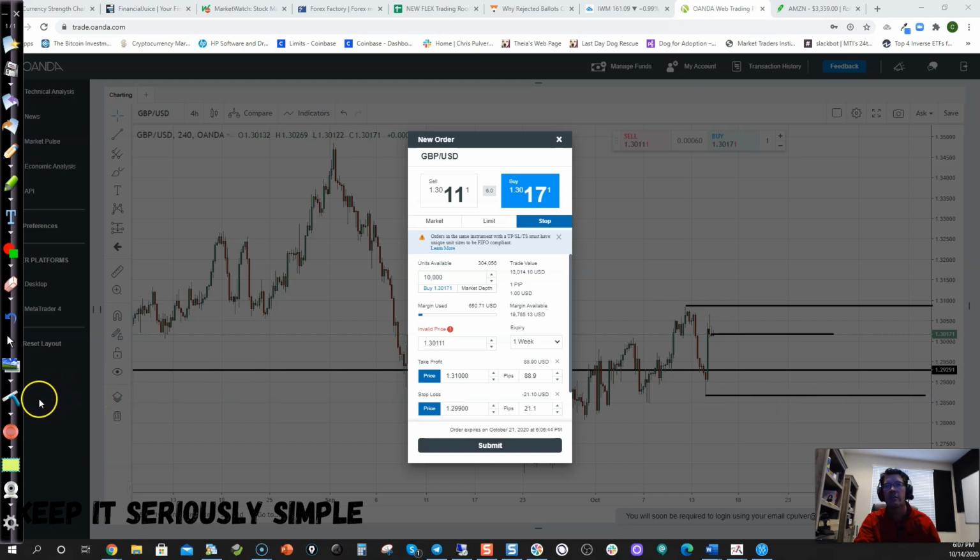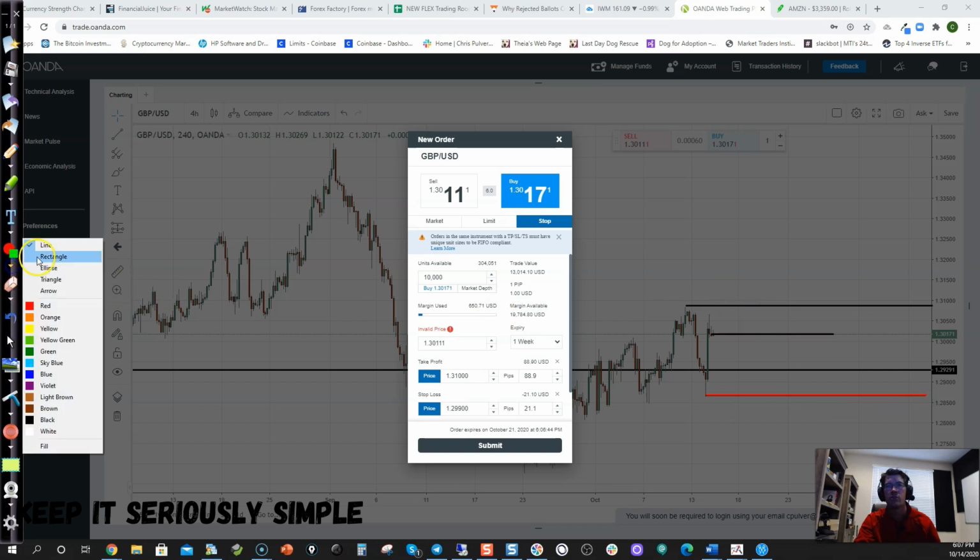I'll actually highlight this in red. So let's use the line tool. Let's go red. Let's say that I want to use this as my stop loss. And this line up above, I'll highlight in blue. That will be my entry.